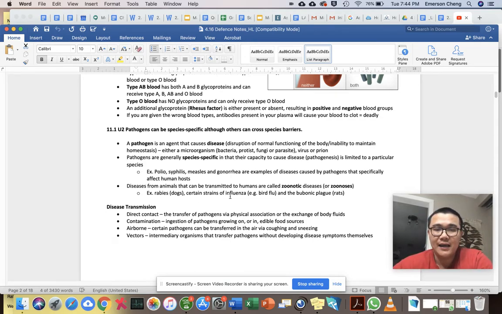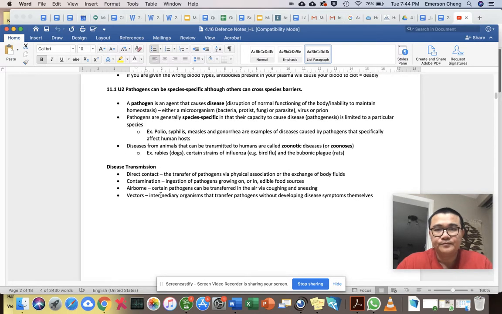So here are some examples. Bubonic plague, I mentioned it already. Some influenza is from birds. You also have some influenza that is from pigs, like the swine flu from Mexico a few years ago, and rabies from dogs. So these are examples of zoonotic disease. Now, usually when a disease goes from animal to human, it's pretty bad. That's why those are the diseases that we usually watch out for.